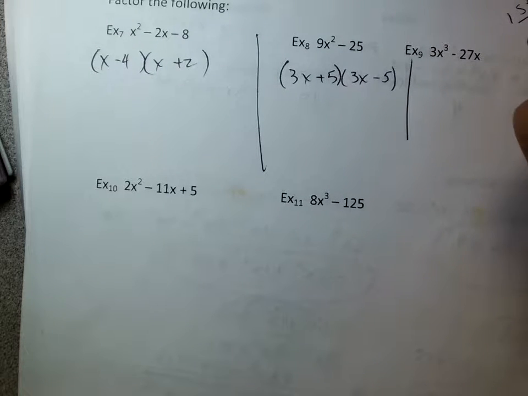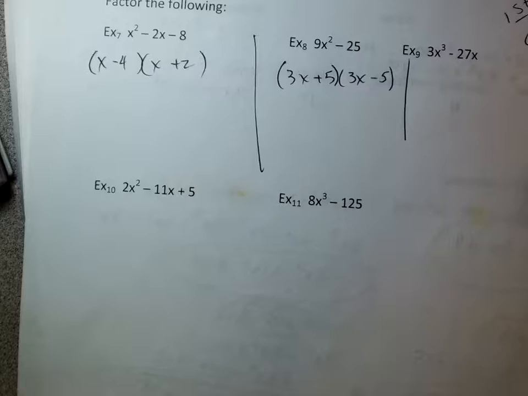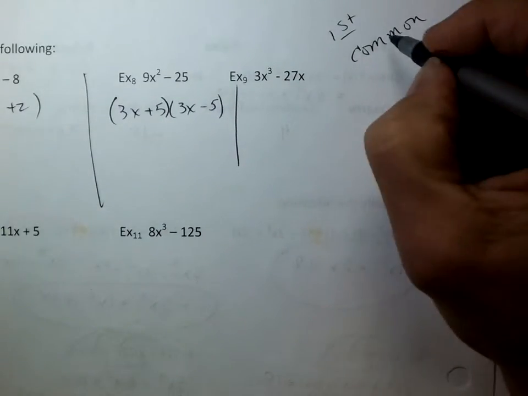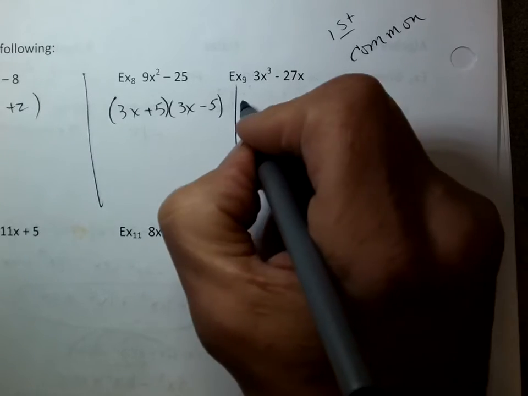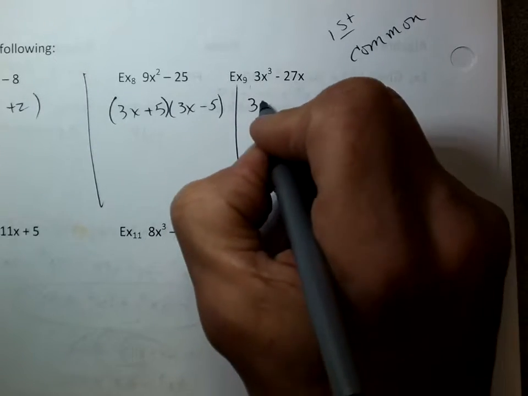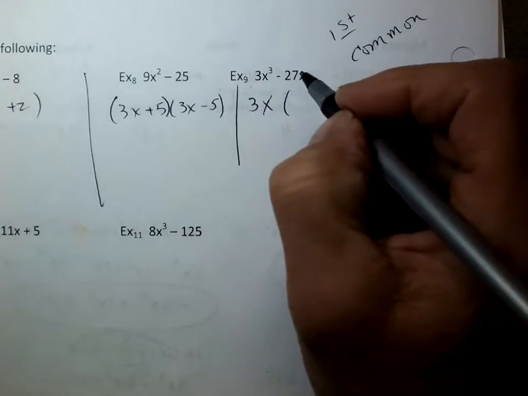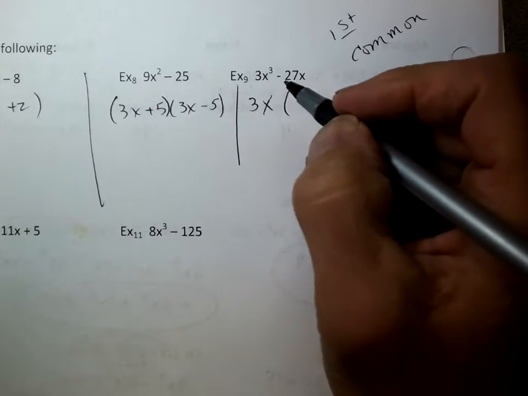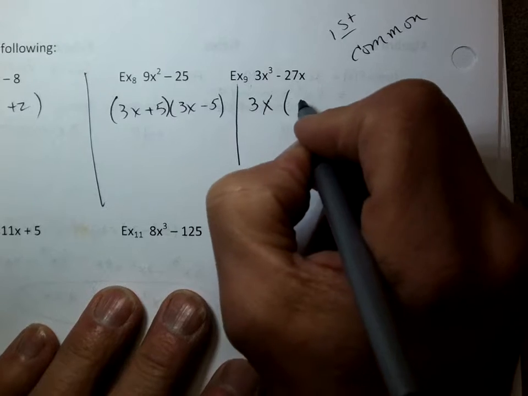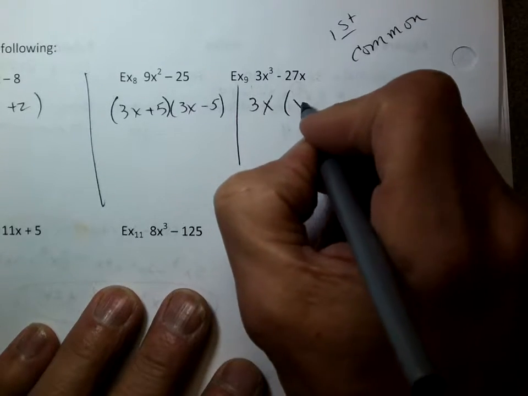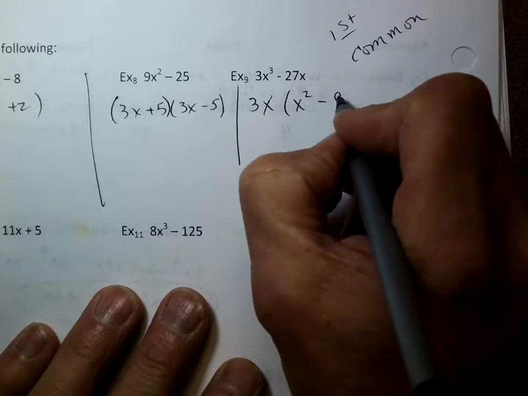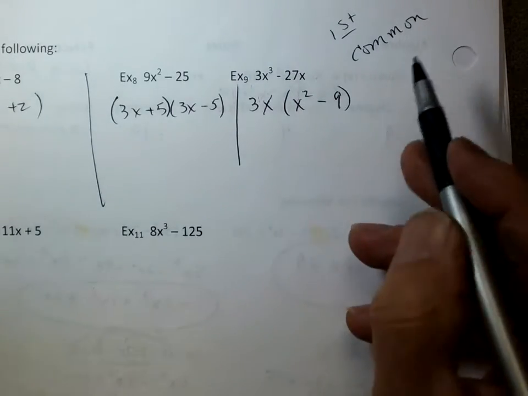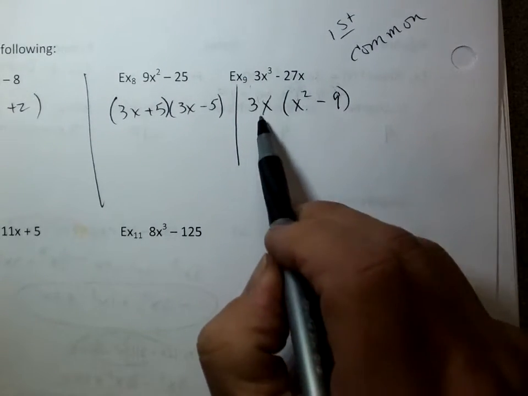Let's common factor. We're going to common factor first. They have a common multiple of 3, and they both have an x in common. So common factor: a 3 and an x. If I take out a 3x, I'd have an x squared minus 9. If you're not sure, you can multiply that and that, and you can see that it works. 3x times x squared, 3x times negative 9.